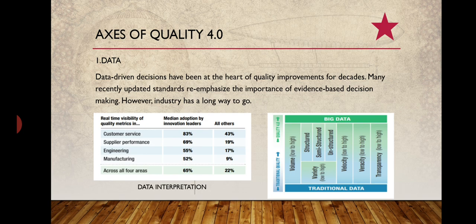There are two pictures showing how industry maintains data: customer services, supplier performance, engineering, manufacturing, etc. And in the second picture, there is a slide. See, traditional data versus big data. I have given the difference between those two. Something has increased. There are three things in data: velocity, veracity, and transparency.